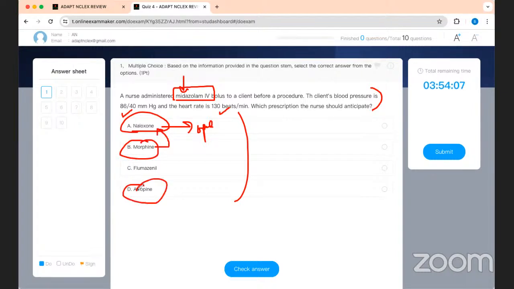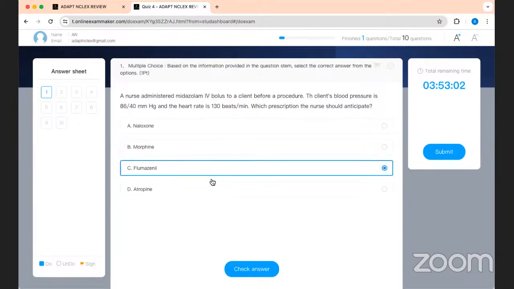Atropine. Think about it. If I give you atropine, it's for what? Bradycardia. That means your heart rate will go up. His heart rate is 130. Don't do that. These are all traps. The patient is not bradycardic, it's tachycardic. You can't give them atropine. You should not choose number 4. You get flumazenil. That's the antidote for what? Midazolam. This is pharmacology, right?